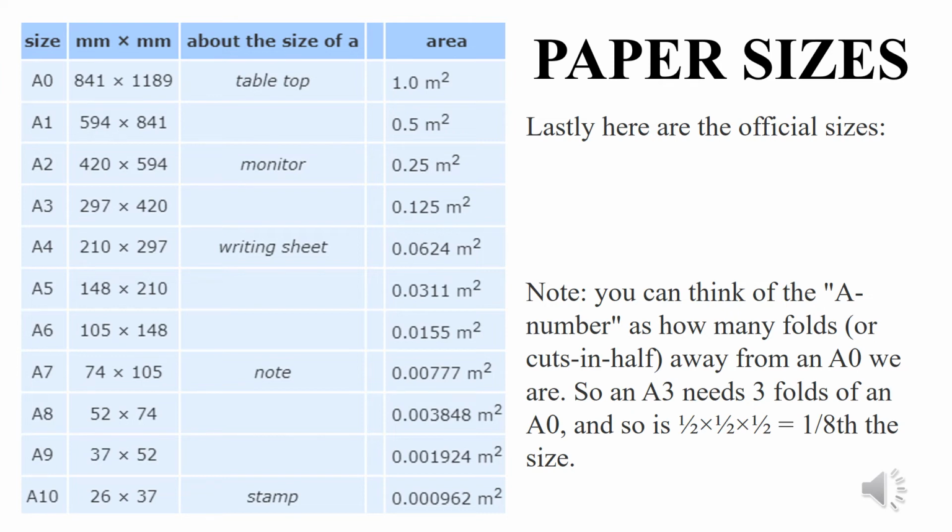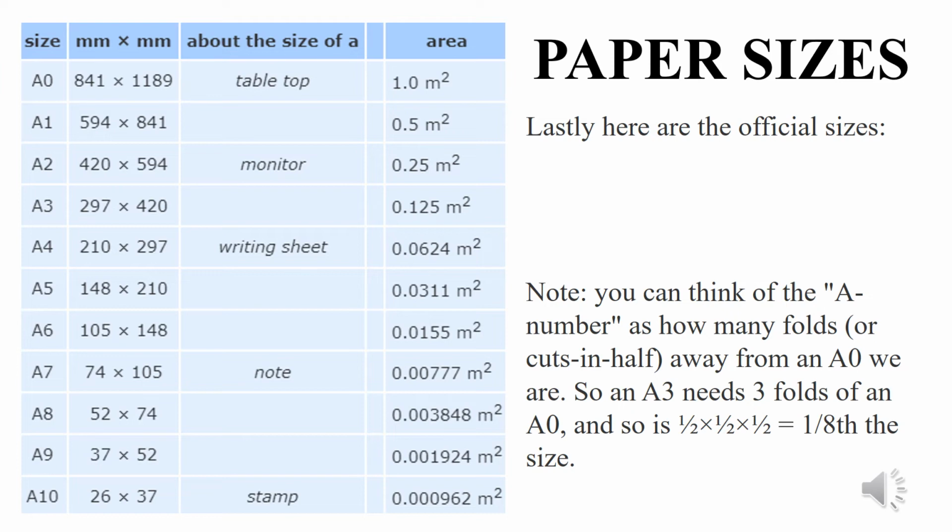A6, 105 times 148, 0.0155 m squared. A7, 74 times 105, note, 0.00777 m squared. A8, 52 times 74, 0.003848 m squared. A9, 37 times 52, 0.001924 m squared. A10, 26 times 37, stamp, 0.000962 m squared.